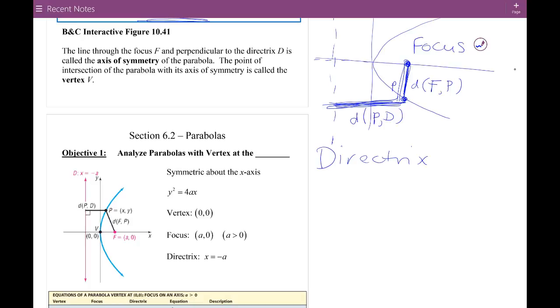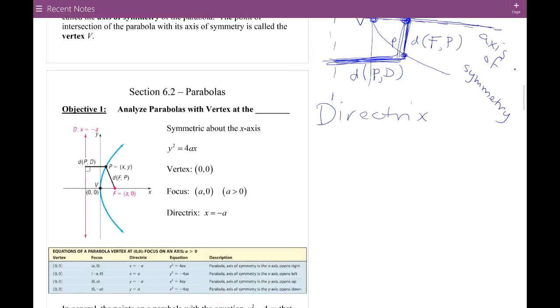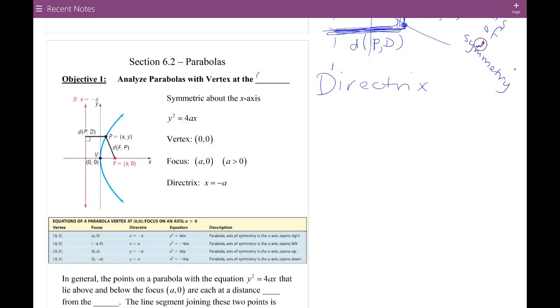There's a line here that we need to give a name to. This line right here is the line through the focus, perpendicular to the directrix, and it's called the axis of symmetry. We could fold the parabola across that line and it would match up to itself. The point of intersection of the parabola with its axis of symmetry, you already know this point. This is the vertex, so we'll call that capital V. We're first going to analyze parabolas with the vertex at the origin to keep it simple while you're learning this new way of thinking about parabolas.